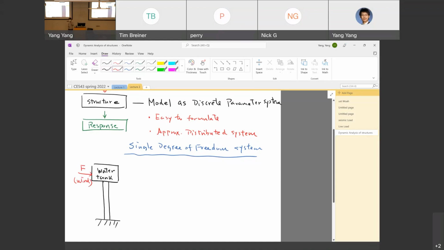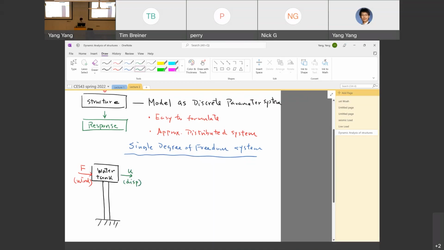So if we consider some dynamic load, for example, a wind blower, that induces some pressure on one side of the water tank, this structure will have some displacement. So this structure will be displaced. We use the letter U to represent the displacement here.